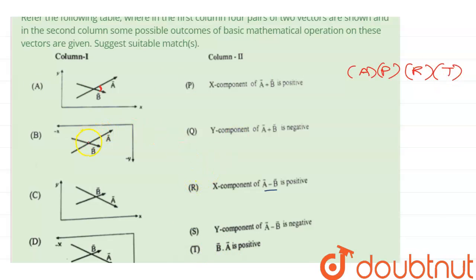Now for option number B, if you'll see, the vectors B and A are basically the same, but they have just placed them into the third quadrant. So our answers are going to remain the same. That is, for option number B, the x component of A plus B will be positive. The x component of A minus B will be positive. And the dot product will also be positive.